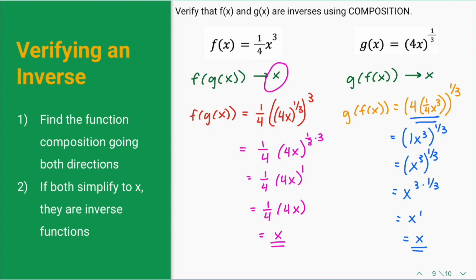So since I did the composition going both ways and they both reduced to x, I know that f of x and g of x are inverses. And that's that process.